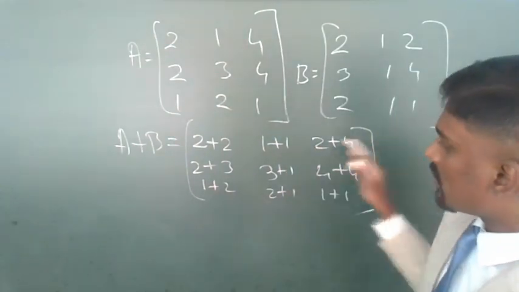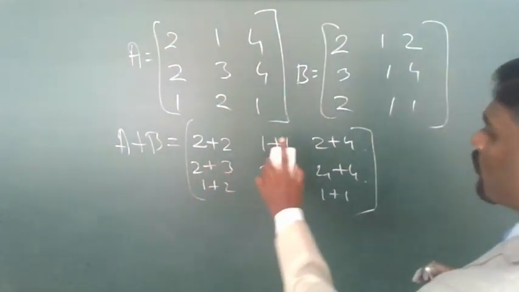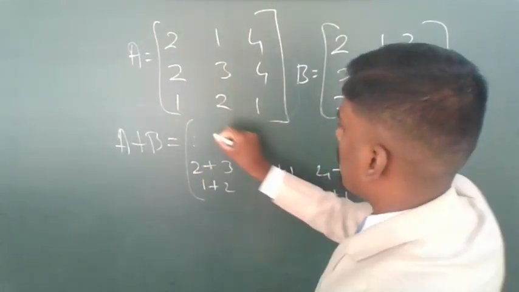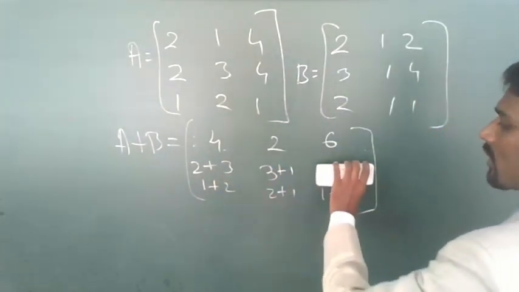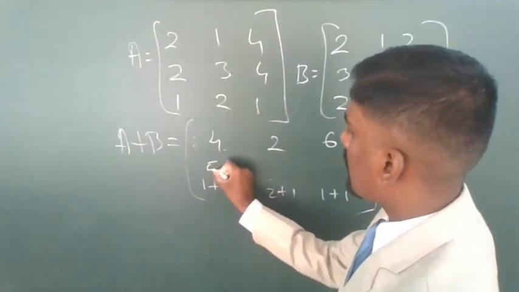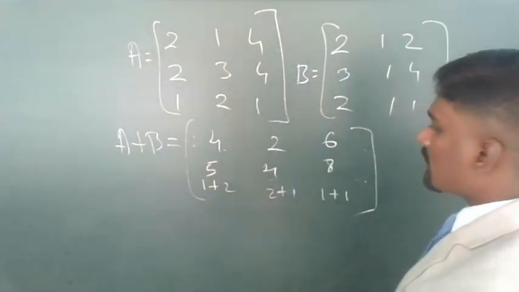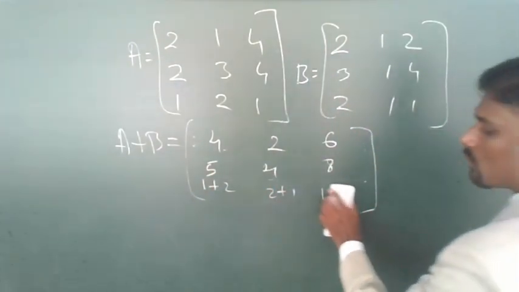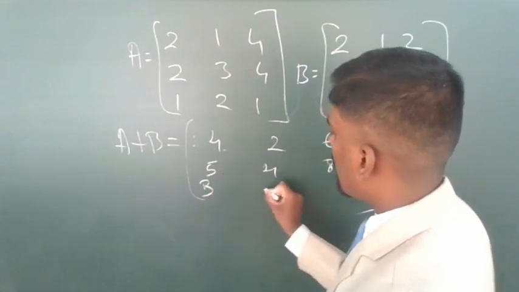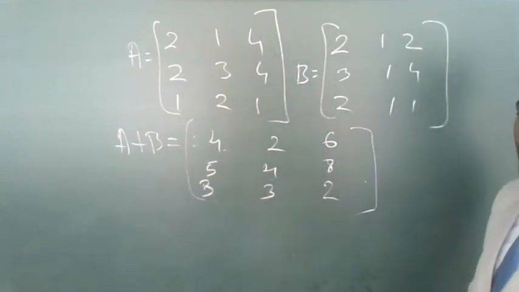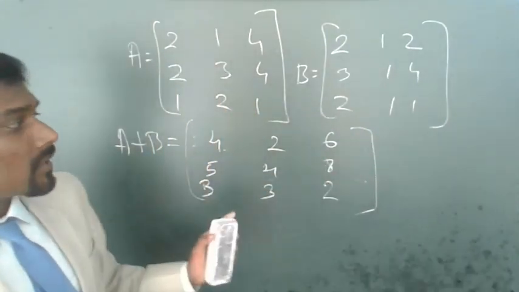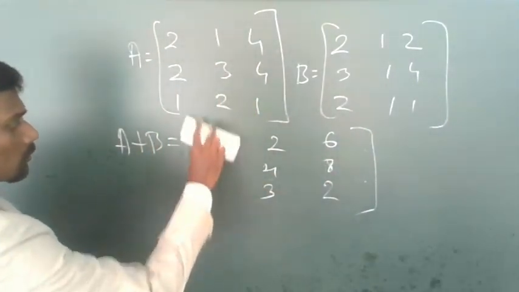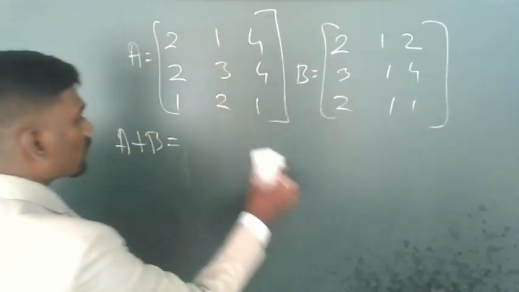Now if you substitute the values, this will be 4 2 6, this will be 5 4 8, and this will be 3 3 2. So this will be the answer for the A plus B matrix if it is a 3 cross 3 matrix. Okay, so I hope you people are getting what I am doing here on the board.